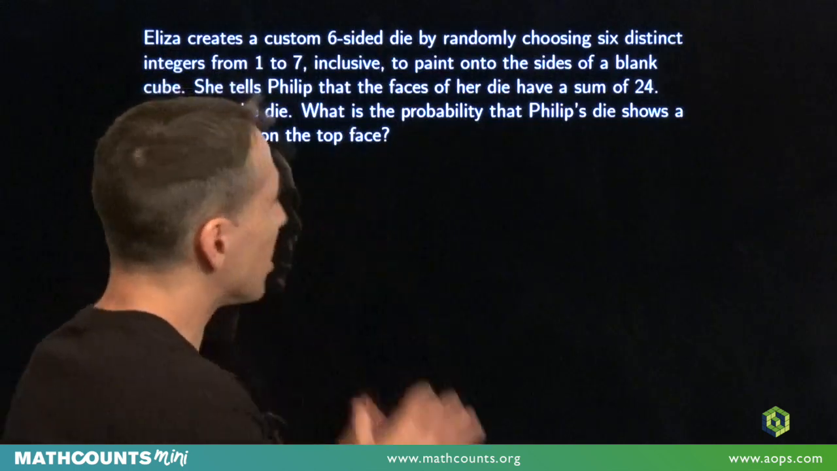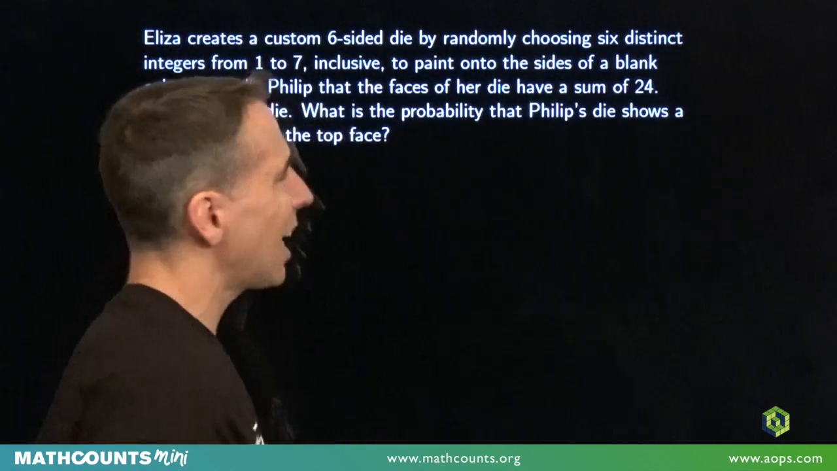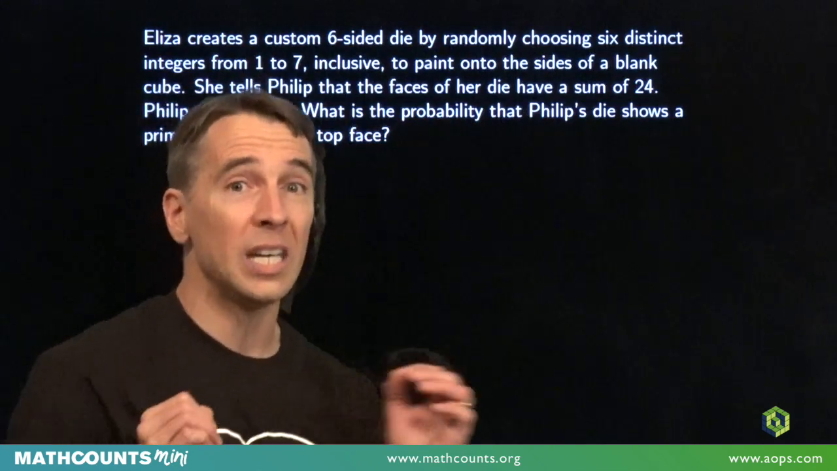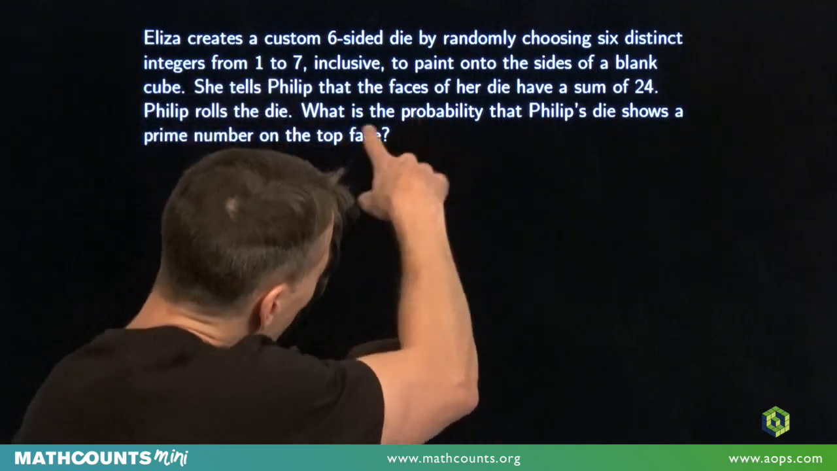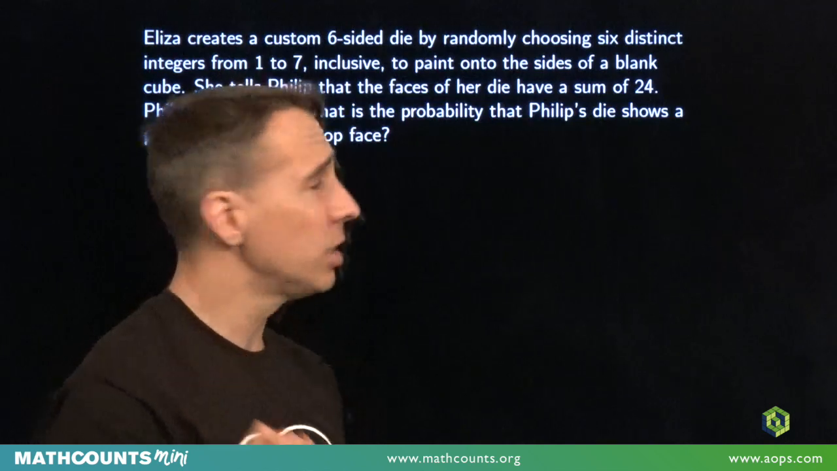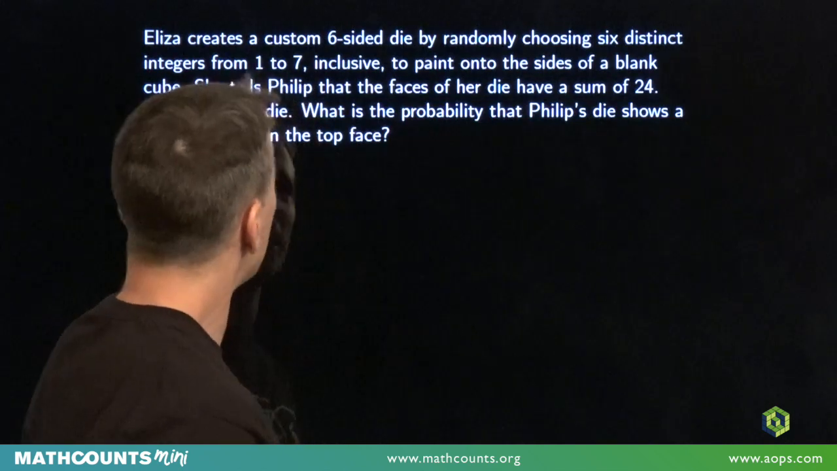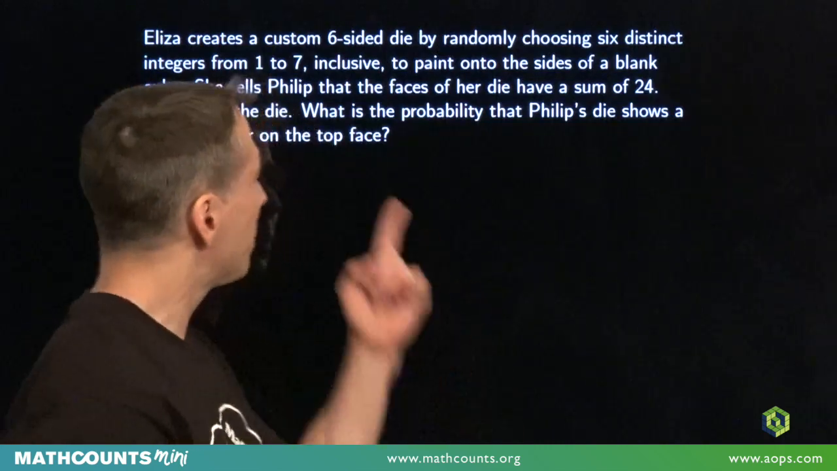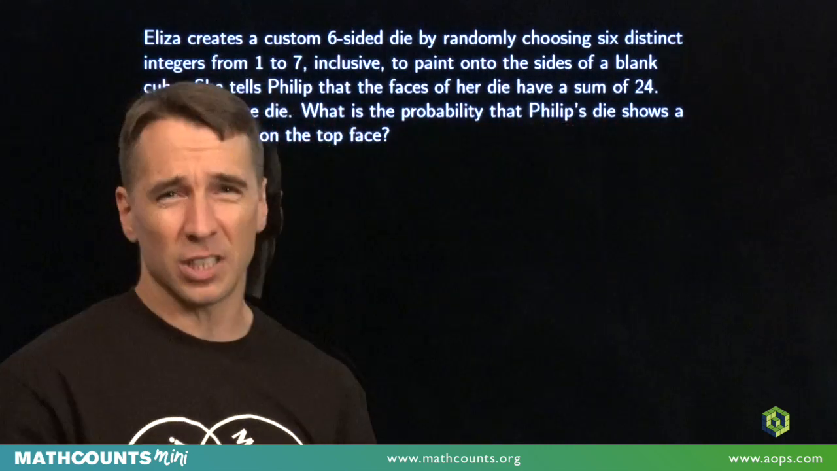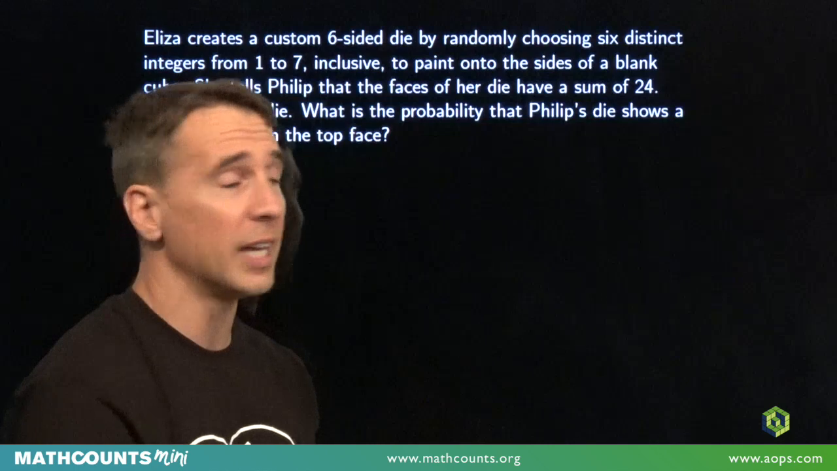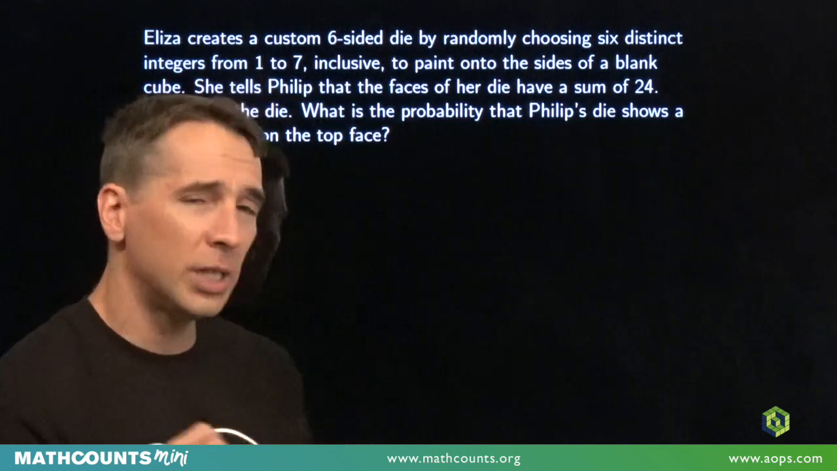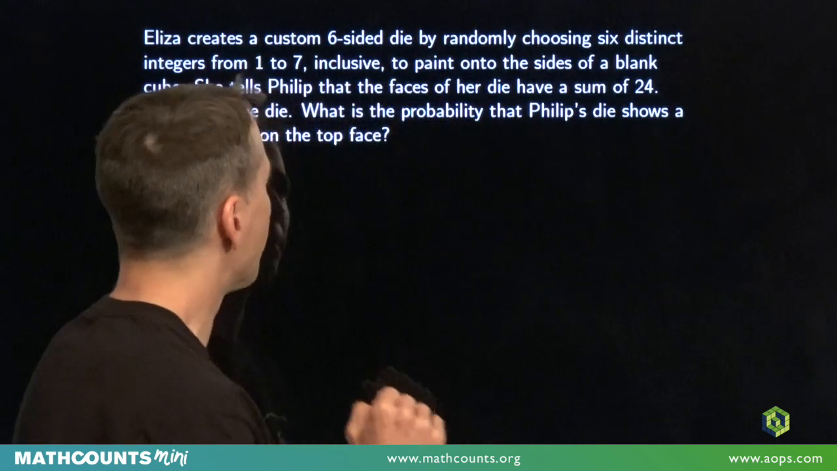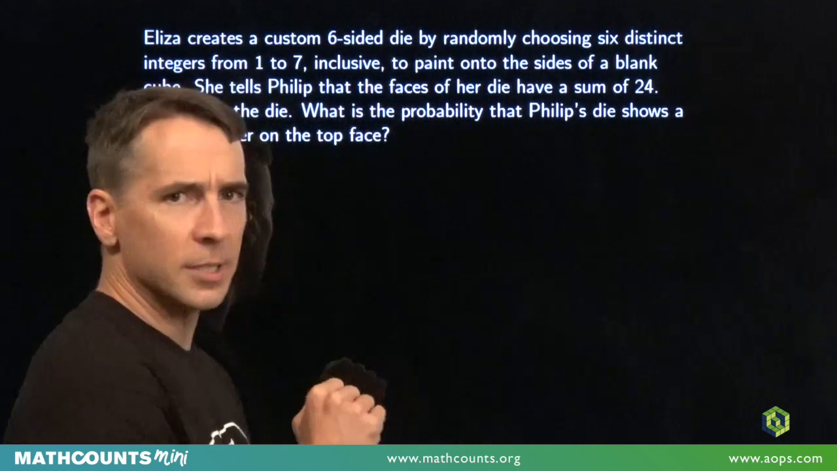All right, Eliza creates a custom 6-sided die by randomly choosing 6 distinct integers from 1 to 7. And then she's going to paint those on the side of a blank cube. Then Philip's going to roll this die. She tells Philip that the faces of her die have a sum of 24. Philip's going to roll that die, and we want the probability that Philip's roll shows a prime number up on top. All right, where should we start?